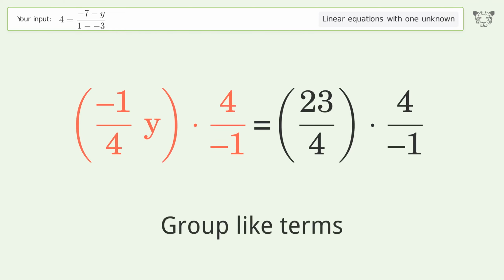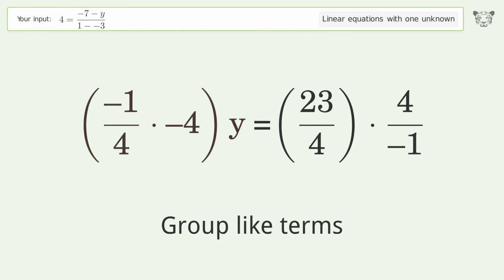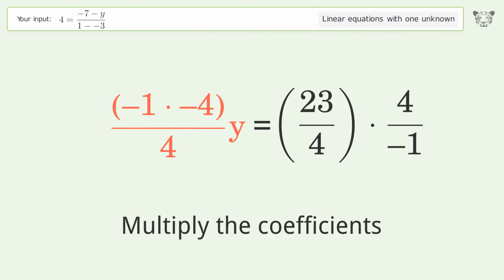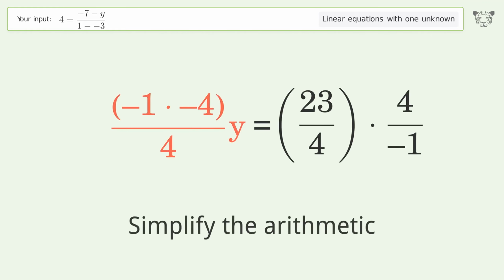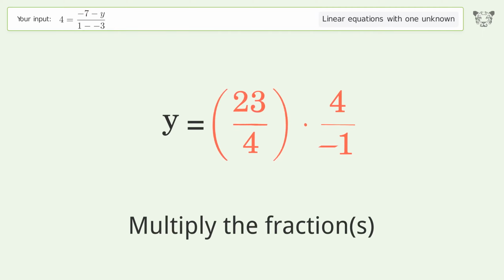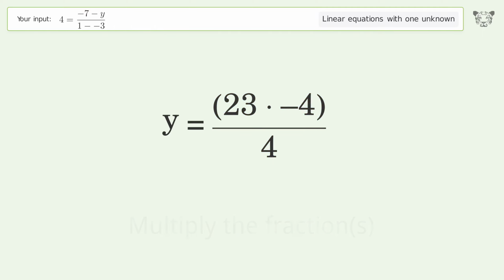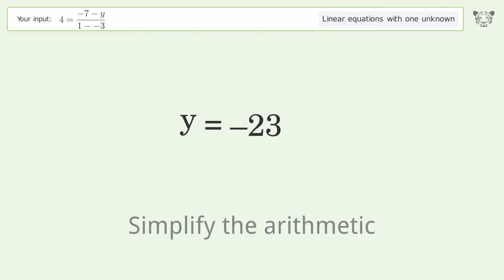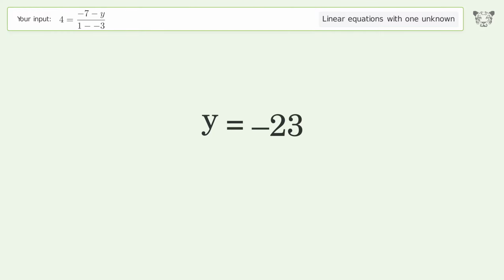Group like terms. Multiply the coefficients. Simplify the arithmetic. Multiply the fractions. Simplify the arithmetic. And so the final result is y equals -23.